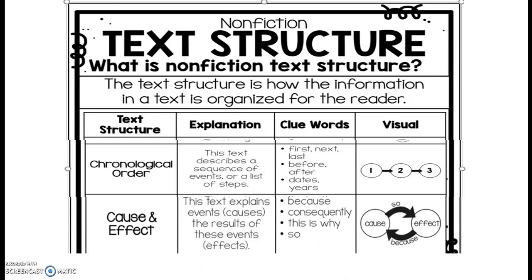Our next text structure is cause and effect. This text explains events, which are the causes, and the results of these events, which are the effects. Some clue words are because, consequently, this is why, and so.